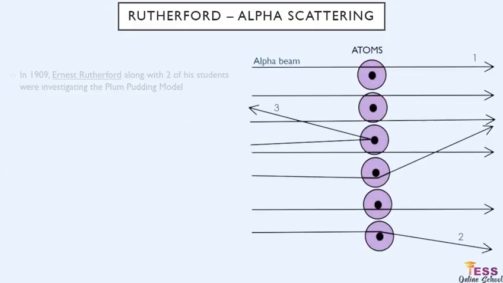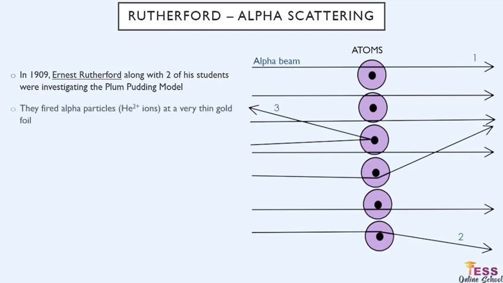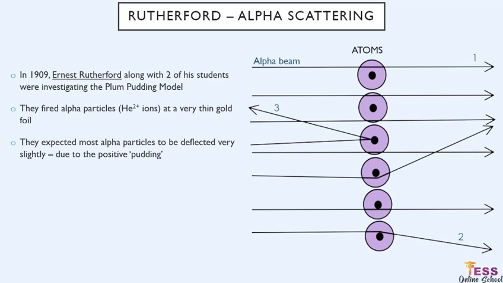Following Thomson, there was Rutherford. In 1909, Ernest Rutherford, along with two of his students, were investigating the plum pudding model and its validity. They fired alpha particles, He2+ ions, at a very thin gold foil. They expected most alpha particles to be deflected very slightly due to the positive pudding, as the positive ions would be deflected by the positive sphere.